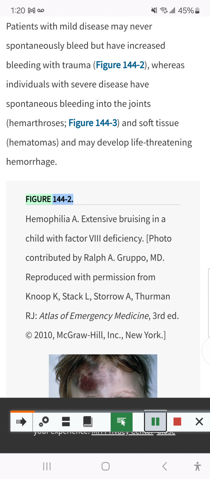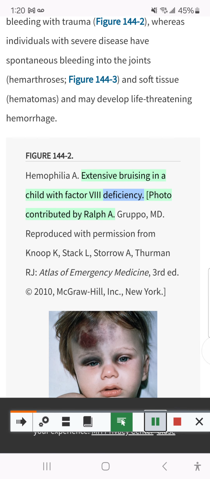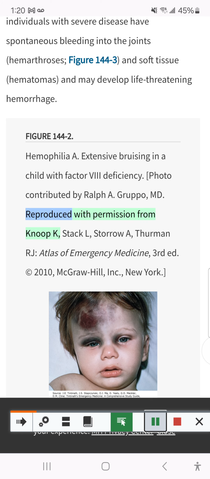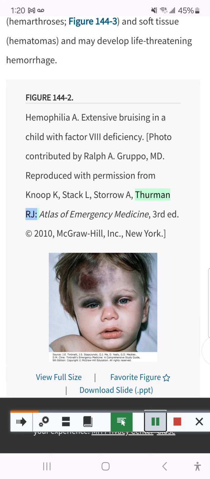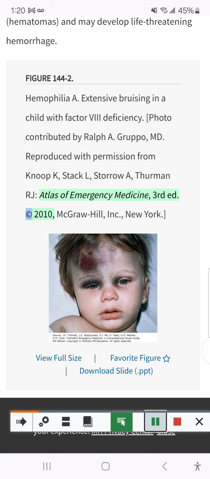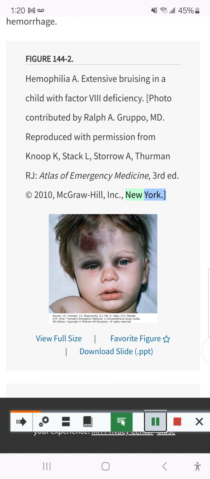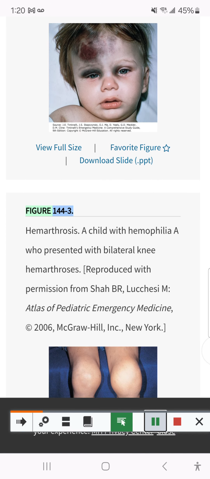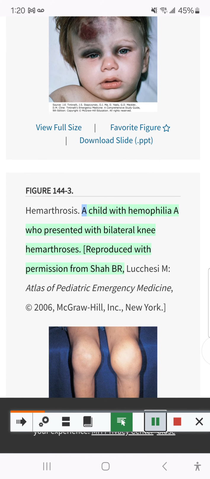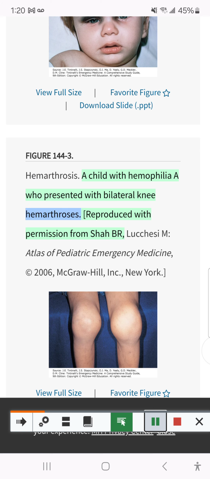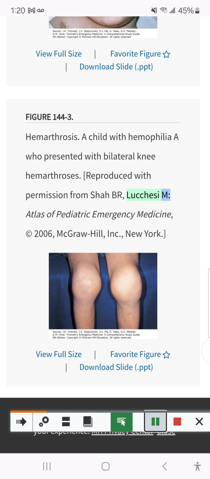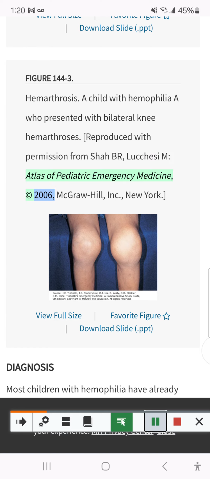Figure 144-2. Hemophilia A, extensive bruising in a child with Factor 8 deficiency. A photograph of a young child with hemophilia A shows extensive bruising on the right forehead and eyes. Figure 144-3. Hemarthrosis. A child with hemophilia A who presented with bilateral knee hemarthrosis. A photograph shows bilateral knee hemarthrosis in a child with hemophilia A. Both knees of the patient show severe inflammation.